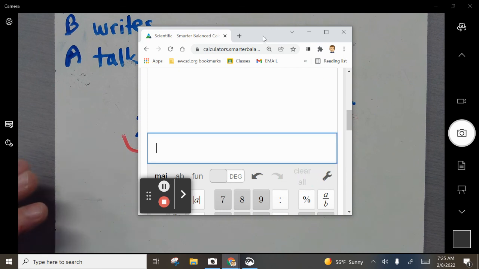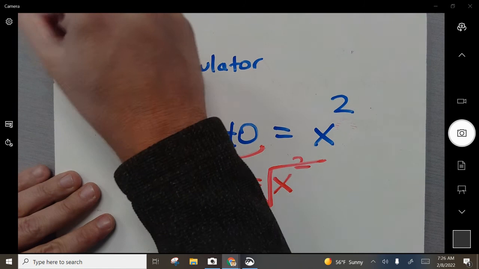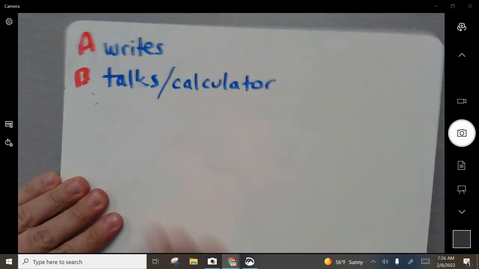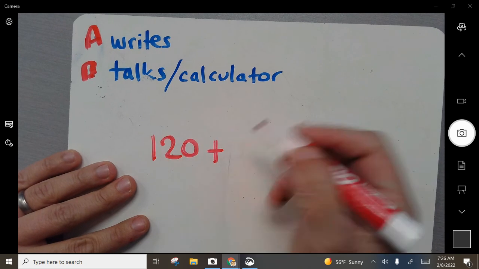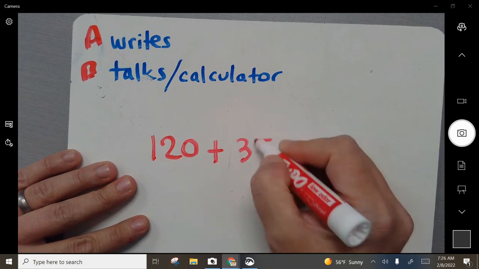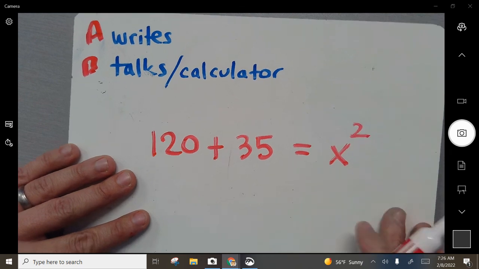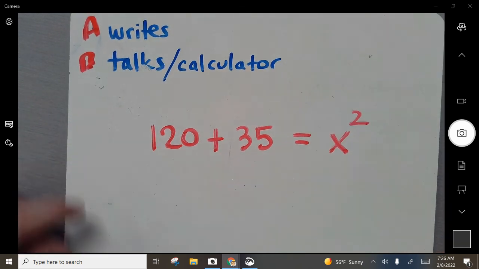All right, let's do one more like this, okay? Switch roles. A writes, B talks, and next one, I'm going to say 120 plus 35 equals x squared. You guys go ahead and do this one on your own. We just did one just like this. Talk to your partner, coach each other up if you need to. A writes, B talks. Go for it.